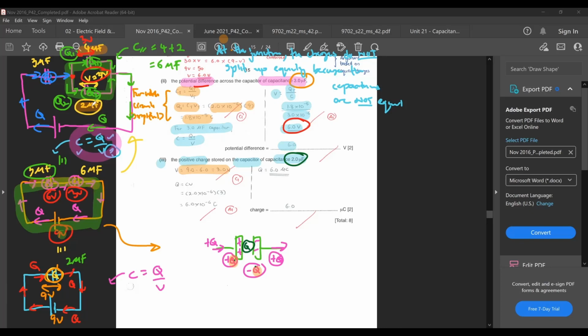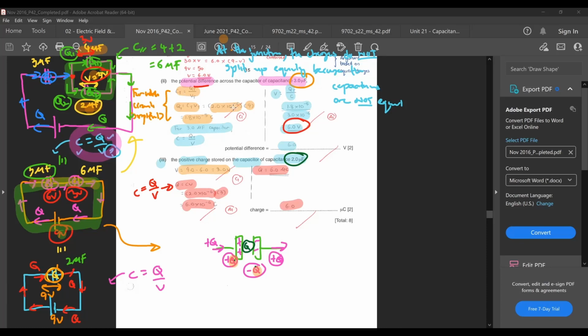Now since you know the capacitance and the voltage, you can work out the charge from the equation C equals Q over V. Q is CV, so take the capacitance and multiply with your voltage. You will get 6 times 10 to the power minus 6 coulomb, giving you 6 microcoulomb as your final answer.